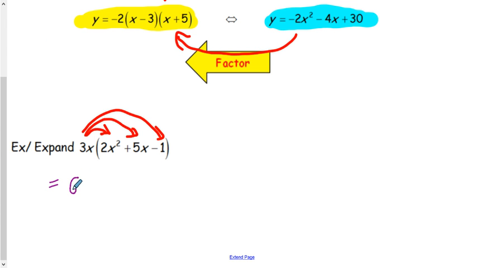3 times 2 is 6, and x times x squared, that's going to be x cubed. We add their exponents together, right? Because regular x is just like x to the 1. Now 3x times 5x, 3 times 5 is 15, x times x is x squared, and 3x times -1 is -3x. So I've done my expanding. Now how could I undo that? How would I know how to undo that and go back to the factored form? Well, let's talk about that.